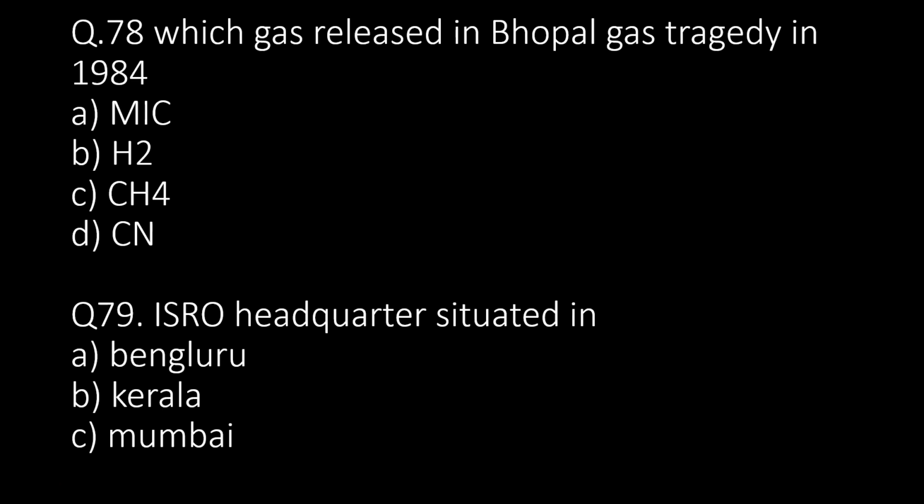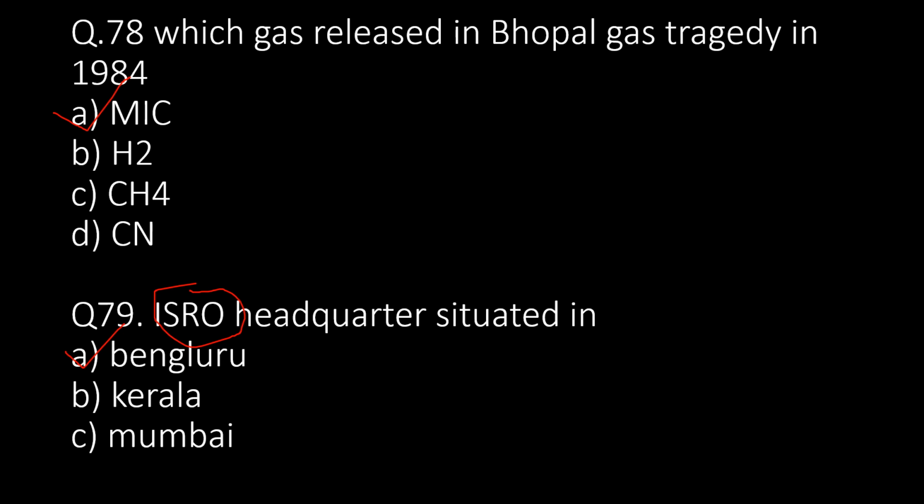Which gas was released in the Bhopal gas tragedy in 1984? And the right answer is option A, methyl isocyanate. Our next question is ISRO headquarters situated in, and the right answer is Bangalore, and the full form of ISRO is Indian Space Research Organization, founded in 1969 by Vikram Sarabhai.